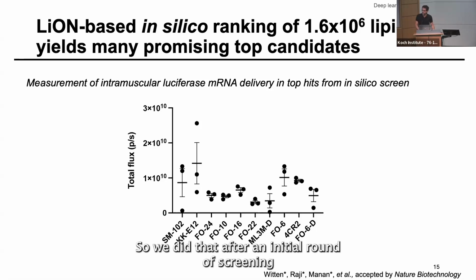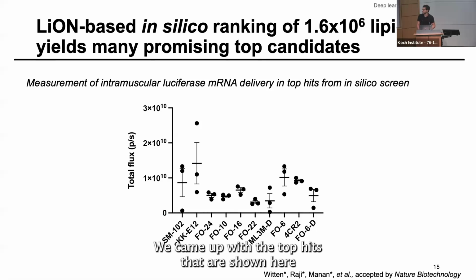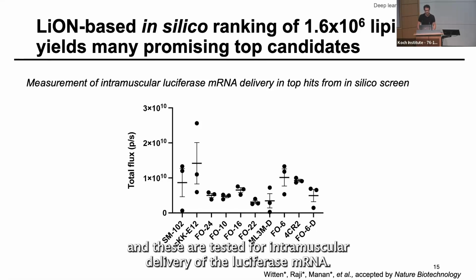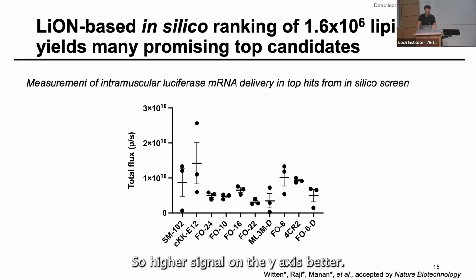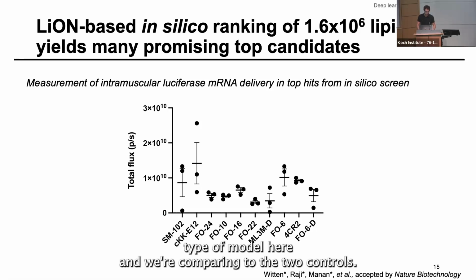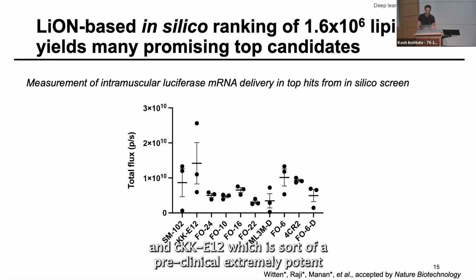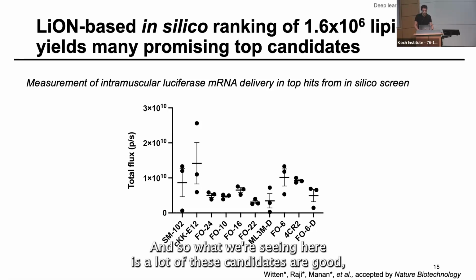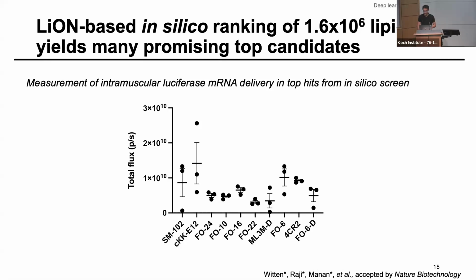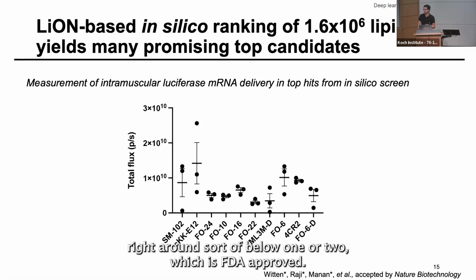So we did that. After an initial round of screening with about 30 or 40 different ionizable lipids, we came up with the top hits that are shown here. And these are tested for intramuscular delivery of luciferase mRNA. So higher signal on the y-axis is better. Basically, this is sort of an mRNA vaccine type of model here. And we're comparing to the two controls, SM102 on the left, that's the Moderna mRNA vaccine, and CKK12, which is sort of a preclinical, extremely potent LNP candidate. And what we're seeing here is a lot of these candidates are good. They're right around just a little below SM102, which is FDA approved.